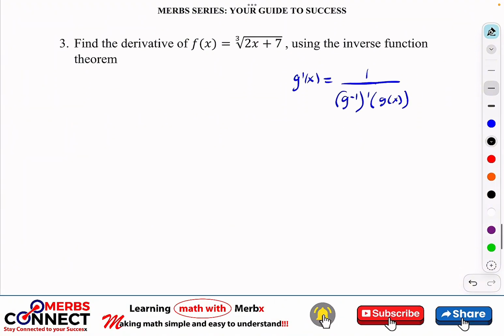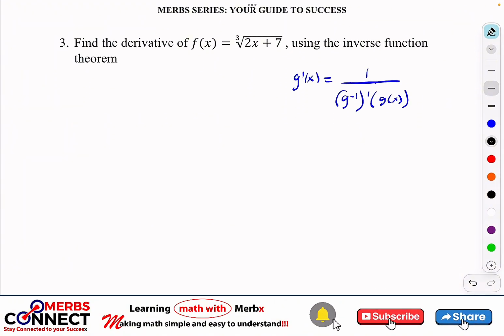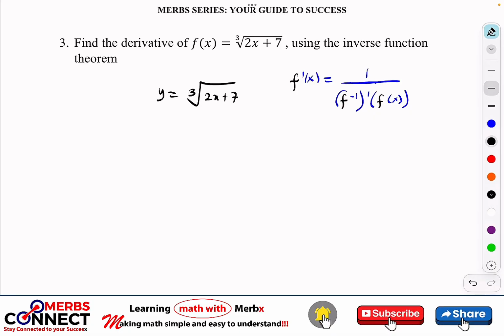So now let's look at this. Now first, because the function is f, I can change this one to f, and I can change this one to f, and I can change this one to also f, so that I make it suit the function that I have. So I'm going to let y equal the cubic root of 2x plus 7. And then what is going to happen here? Now let's just make y the subject.